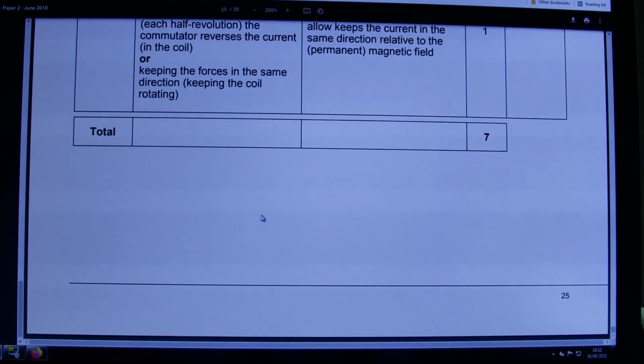And there you have it. What's next? Biology?